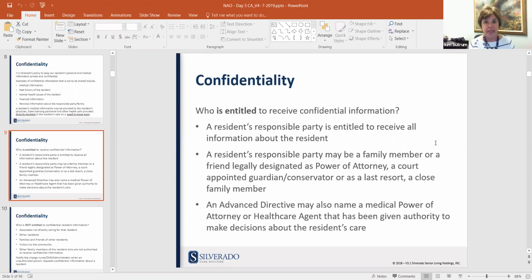An advance directive may also name a medical power of attorney or healthcare agent, and that person has the authority to make decisions about the resident's medical care. So the only people that are entitled to confidential information about a resident is whoever is responsible for that resident's care.